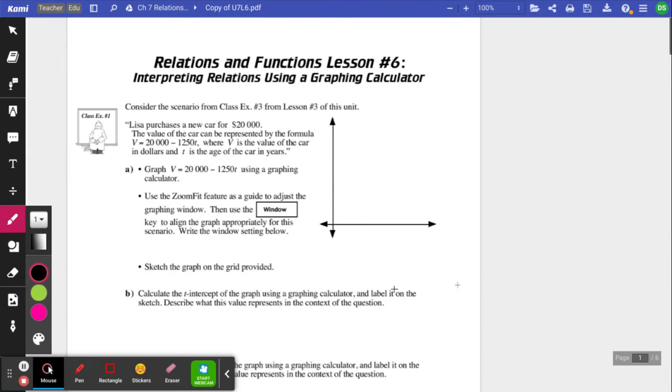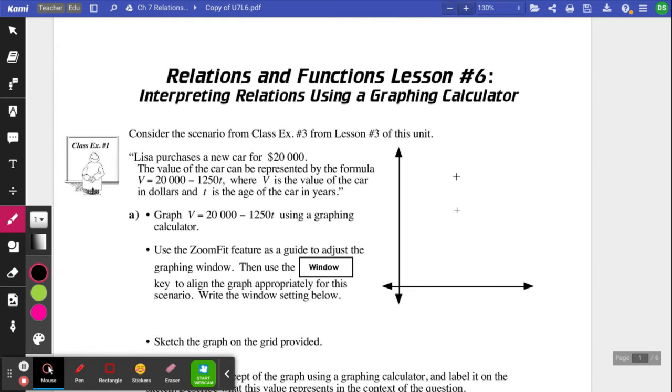All right. Here we go. Everything we're going to do today, we did yesterday. We're just going to put this into a real life example. Okay. So remember the car that we purchased for $20,000? Remember that? And they told us what happened here. They said, here's the formula for it. It's going to lose $1,250 every year.